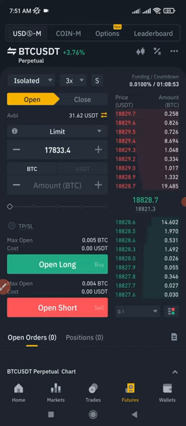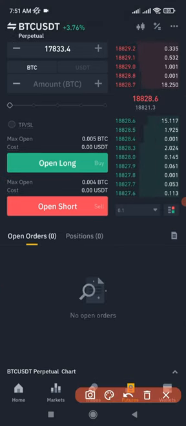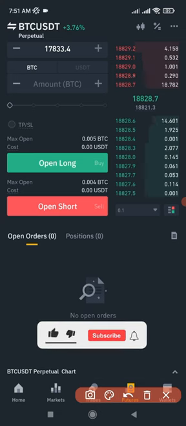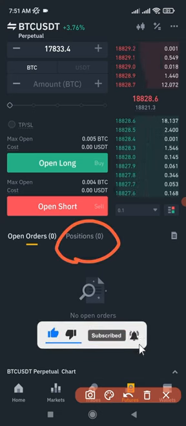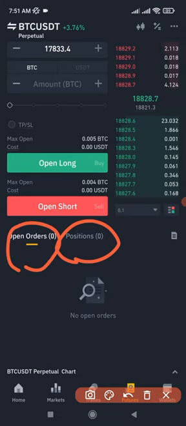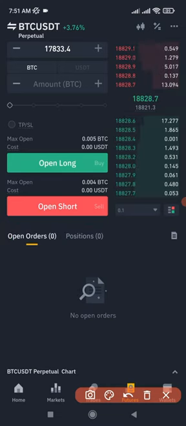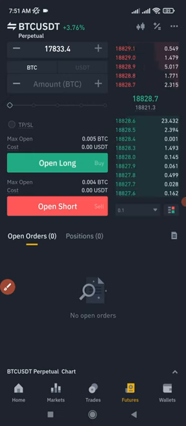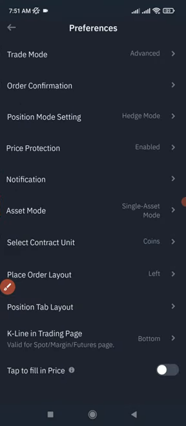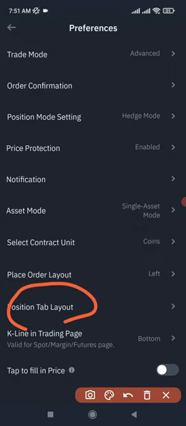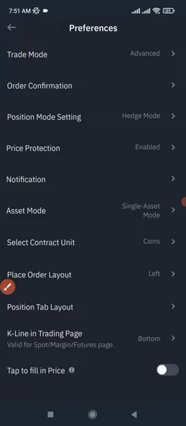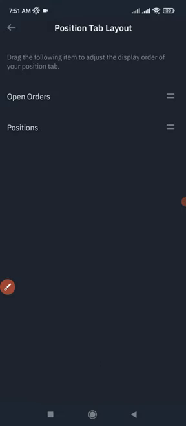All right, this is what we have, and whenever you open positions, as you can see, my position is the second one where it says the placement, and my open order is the first one. Now if I go back and change that, let me go back to preference again, then go to where it says position tab layout. I want to bring my position to the first and my order to the second, so I will just click on the position and drag it to the first.